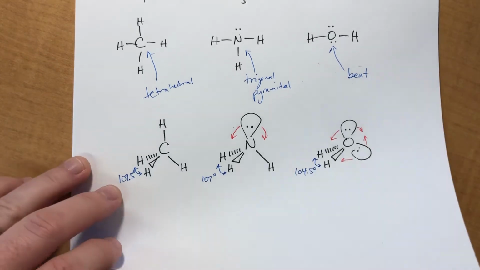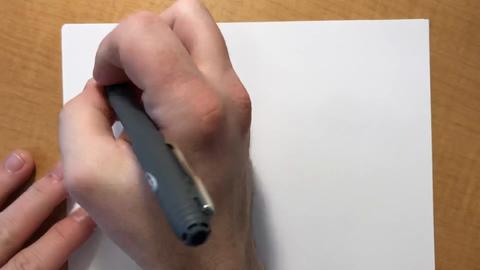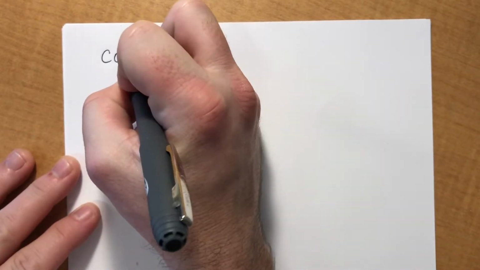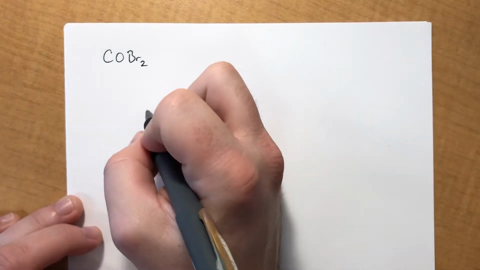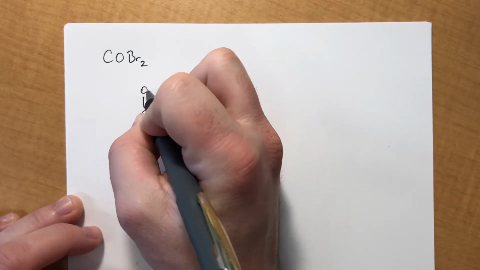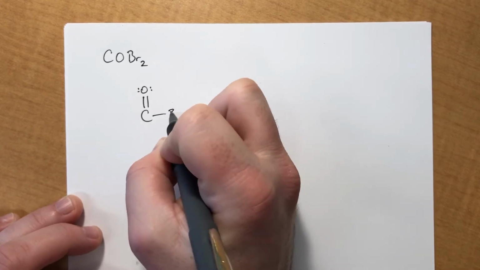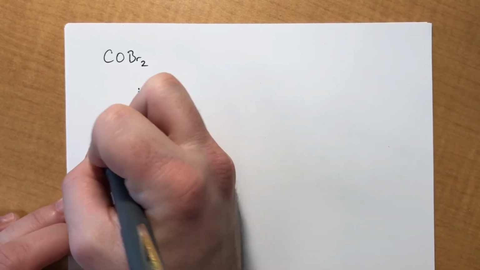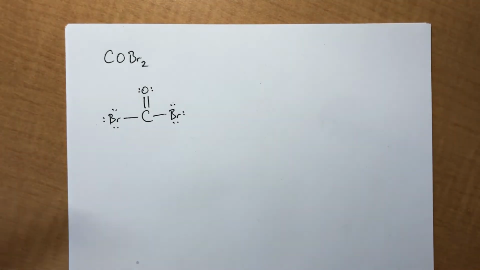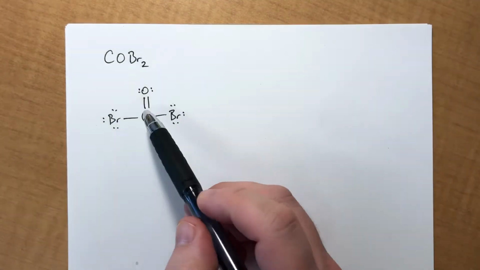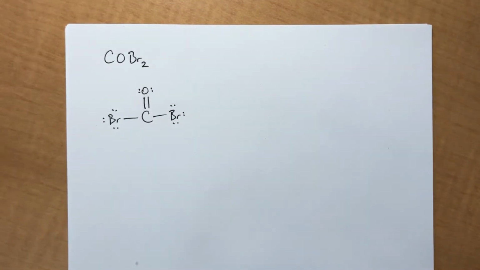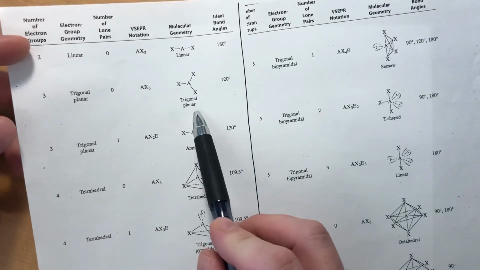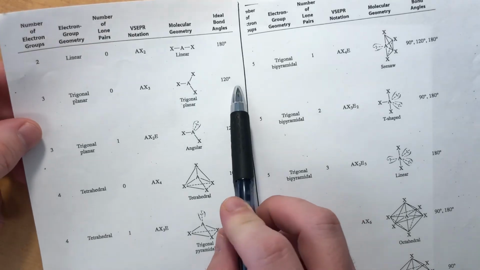Okay, let's try another example. So COBr2. Okay, if we drew this, I'm just kind of skipping all the Lewis structure steps, sorry. I'm assuming that you've seen the previous chapters videos and kind of know how to draw a Lewis structure. Okay, we would get this. And if we looked at the geometry, we have 1, 2, 3 groups attached to that carbon, and none of them are lone pairs, so we expect trigonal planar, and we expect 120 degrees.